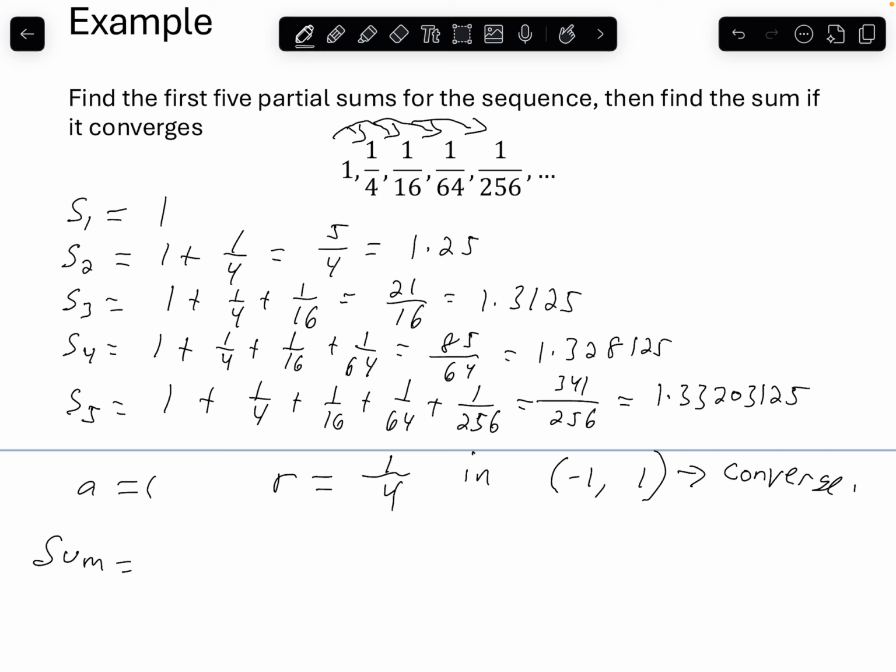would take the value of A, so 1, divided by 1 minus the value for R, which is 1/4. So this makes 1 over 3/4, which makes 4/3, or 1.333 repeating, which makes sense based upon our fifth partial sum already starting to get closer and closer to that approximation. So let me know if you have any questions or concerns.